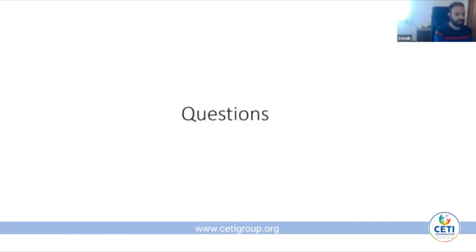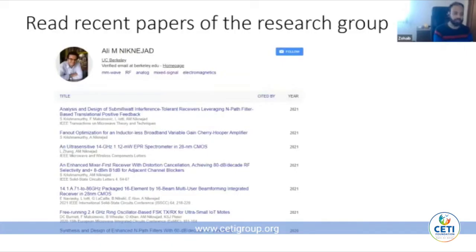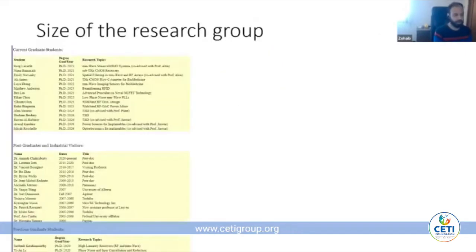Continuing to where we left. So where we left was reading research papers, recent papers of the research group and all those things. The other thing I would encourage again is, once you're interested in any research group, you should look into the size of the research group. So go to the professors, go to their website, look at things like what is the current graduate student size, who are the students, and how established are the past group members in academia or industry.